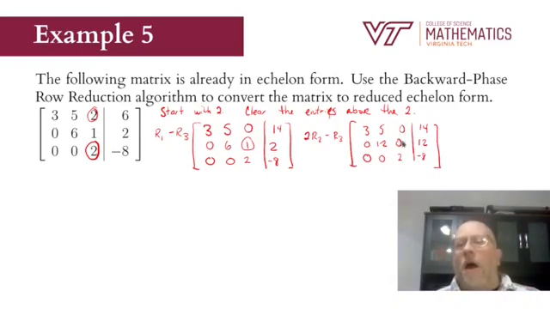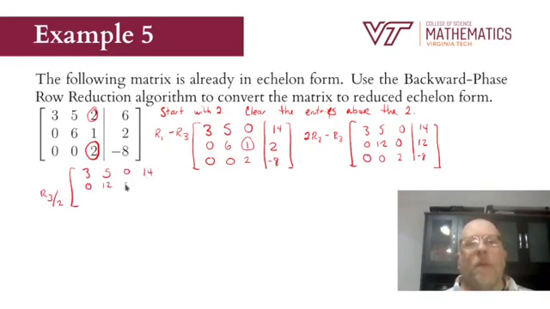Now that the column has been cleared out, we're going to change this 2 to a 1 by dividing row 3 by 2. Now we're going to move backwards to the 12.